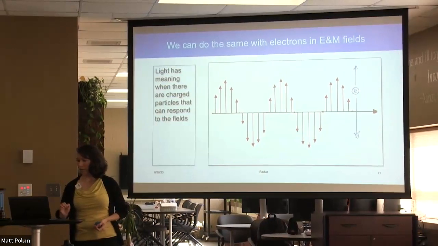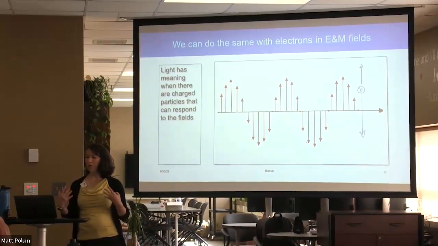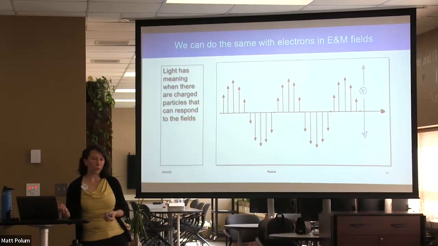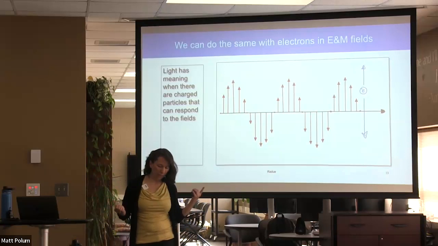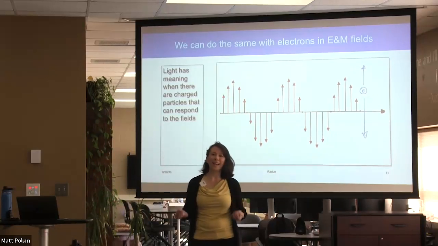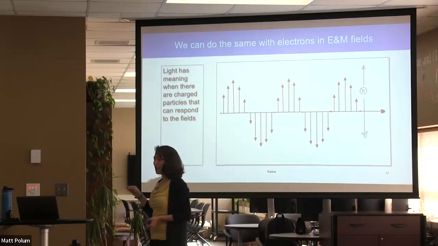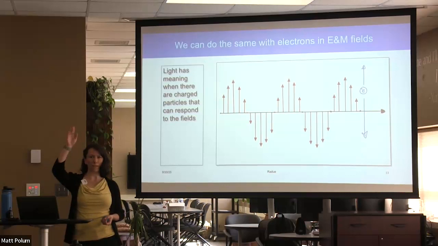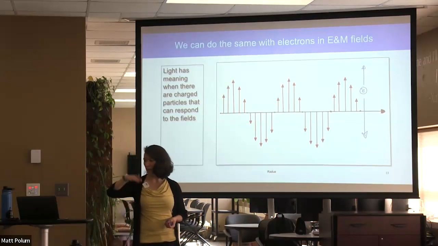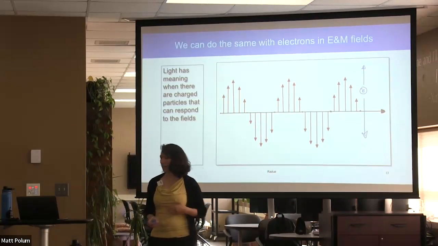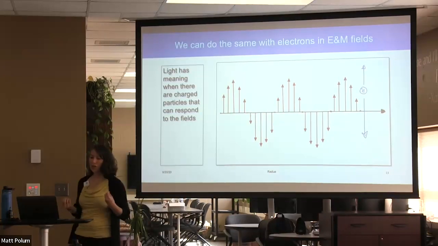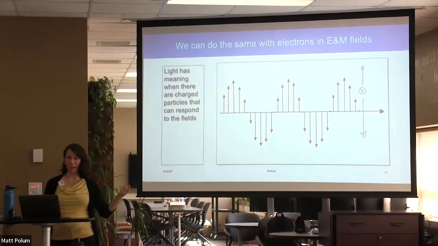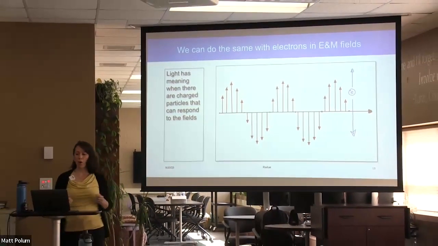Electromagnetic waves are made of electromagnetic fields, which requires at least three years of physics to explain, but essentially it's the same idea as these water waves. You place an electron in an electromagnetic field, and it's going to have that same bobbing motion. It's going to feel that force up and down, up and down. Essentially light is kind of meaningless unless there are charged particles that can respond to the field, something that has either a positive charge, like a nucleus, or a negative charge, like an electron.